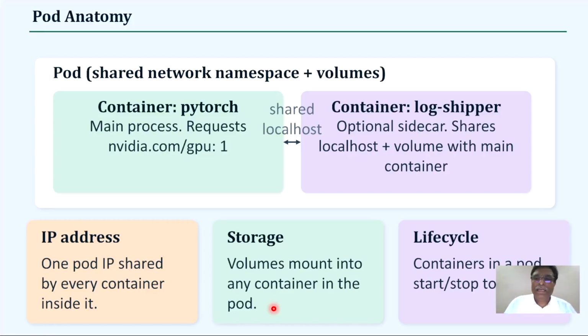And life cycle basically means containers in a pod start and stop together. So the basic idea here is that all the containers in a specific pod will start together, coordinate among each other, and then if it is stopped, they all stop together, right? So this is the basic idea about how a pod functions, right? And what does pod anatomy mean?